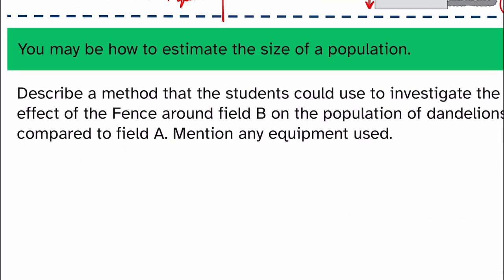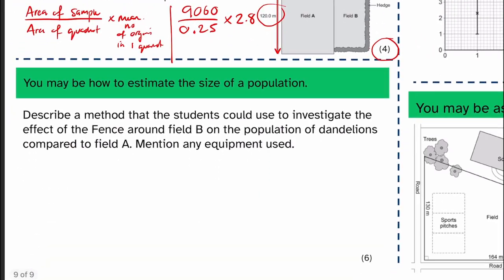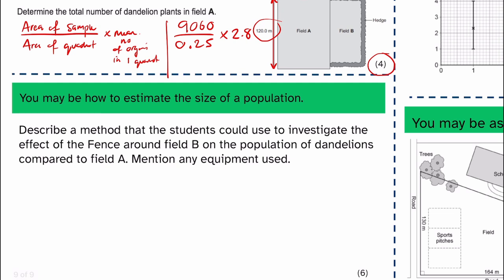So here you might be asked how to estimate. This time, rather than getting us to actually do the calculation, we're just specifically being asked to describe a method that a student could use to investigate the effect of a fence around B on the population of dandelions compared to field A. Mention any equipment used. Now, I'm not going to write that down. It's a 6 marker. We need, again, to come up with a logical step-by-step method which makes sense, doesn't contradict itself, and definitely mentions equipment, because they've said that specifically, and would lead to a valid outcome where we'd actually be able to figure out the number.